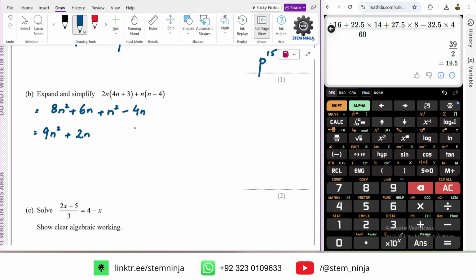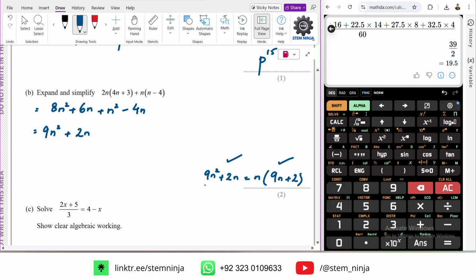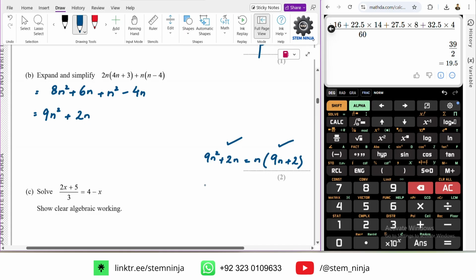So this is the simplified form, but you could also factorize out n, giving n(9n plus 2). Both answers would be correct. Simplified does not mean that we cannot factorize it a little bit. It just means that there is no further cancellation possible.